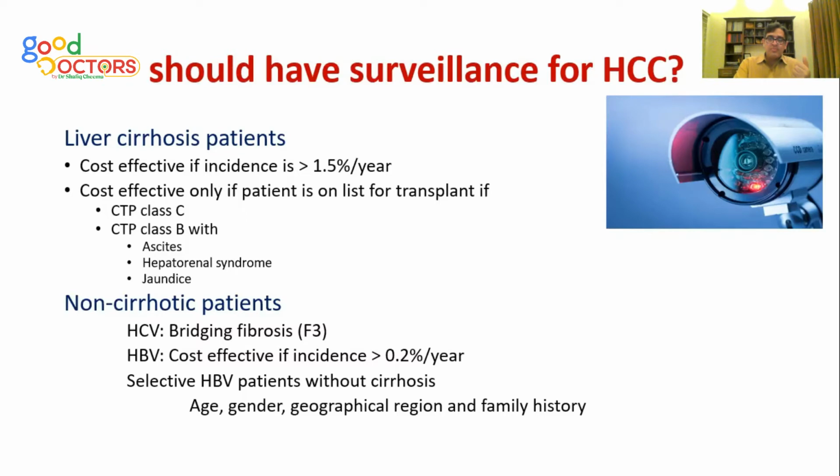So a certain population with age more than 40, male gender, certain regions where high prevalence of hepatitis B is present, and those with strong family history, in those patients of hepatitis B, you will start surveillance for hepatocellular carcinoma even without liver cirrhosis.